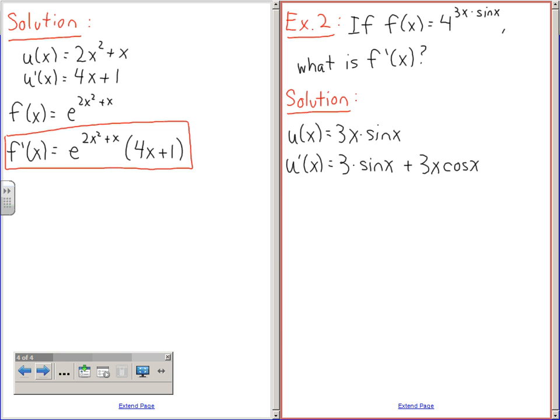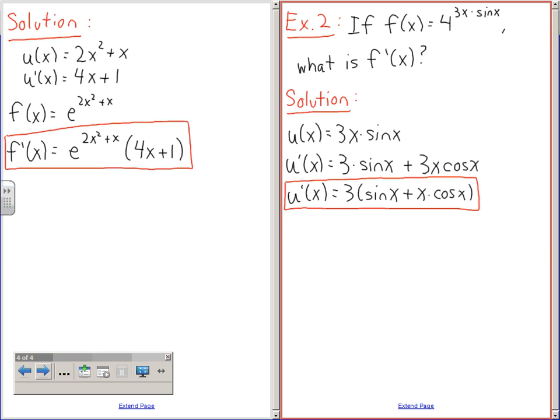If you want to factor out the 3, go ahead. I probably will because I'm a math teacher. I like factoring. 3 times sine x plus x cos x. Okay. So far, so good.